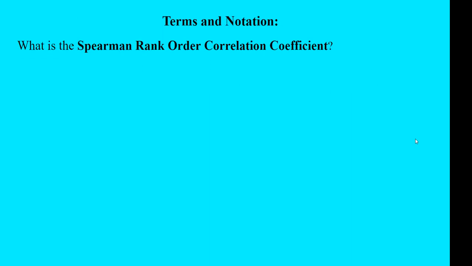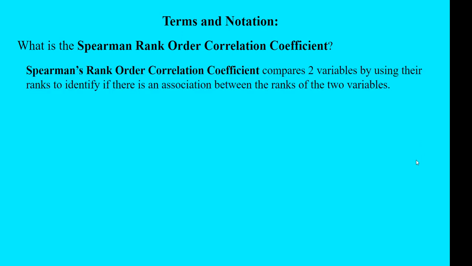So the first question is, what is Spearman's rank order correlation coefficient? Spearman's rank order correlation coefficient compares two variables, an x and a y, by using their ranks to identify if there's an association between the rank of the two variables. And by ranking, we're talking about what you might be thinking of, like best to worst. So the best in one variable or one category or one way of looking at the data, is it also best in the other? And as we increase in our rankings or decrease, what happens to that other variable? Does it also decrease or does it increase, or is there no relationship that exists between the two variables based on rank?